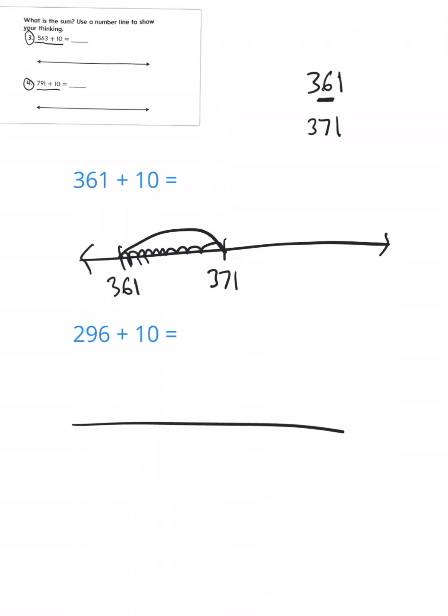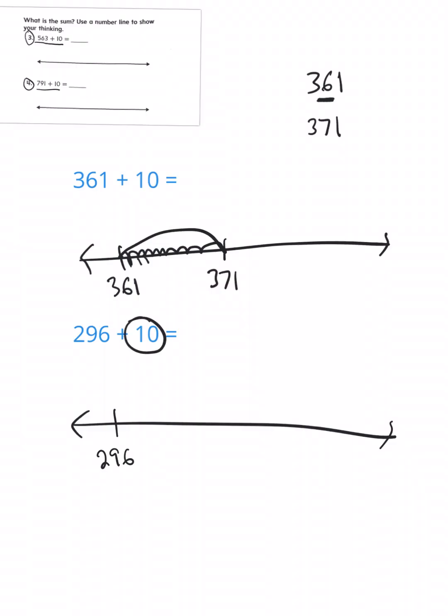The second problem, as I said, is trickier. So 296, and again, we're moving to the right here. So some of them also might know that one big jump of 10 is going to get them to 306. Many of them will not know that, and we want to think about how they can break up this 10 into something that's useful or helpful for them.